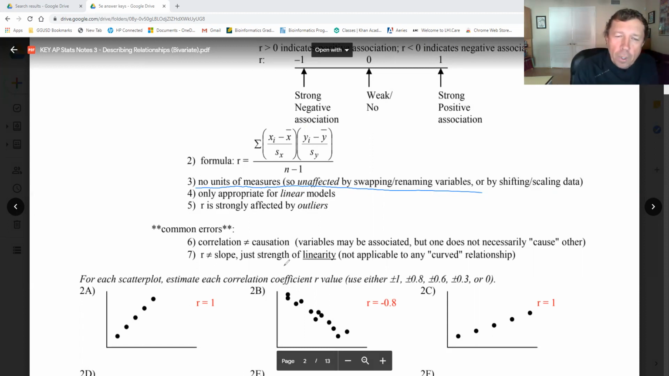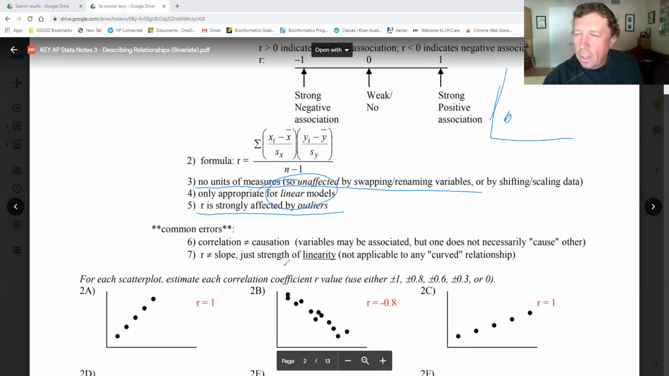Now, this is important. R is only for linear models. If it's nonlinear, do not refer to R. And R is tremendously affected by an outlier. For example, here is a perfect correlation that has an R value of 1. You add an outlier, that R value is going to drop tremendously.